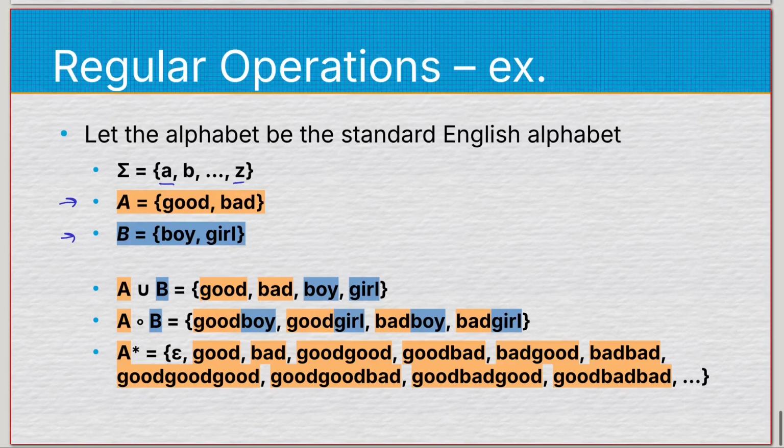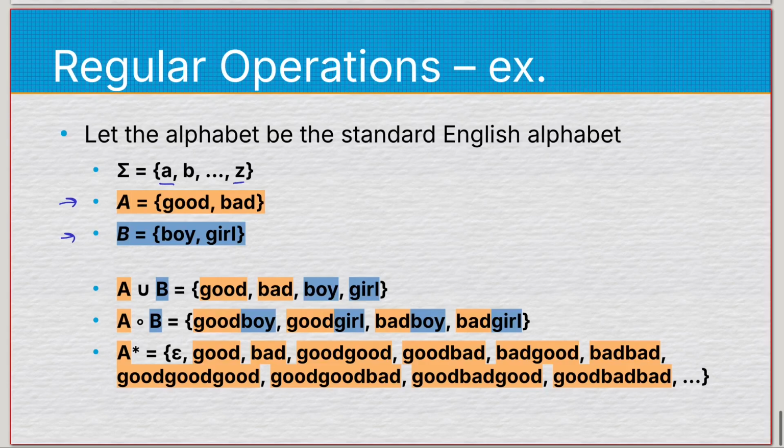The moment I move to concatenation, though, is when things get a little more interesting. Since it's a cross product, the number of elements in A times the number of elements in B should be the number of elements in this entire set. So that ends up being 4 here. And we get good boy, good girl, bad boy, and bad girl as all the possible combinations of concatenating those together.